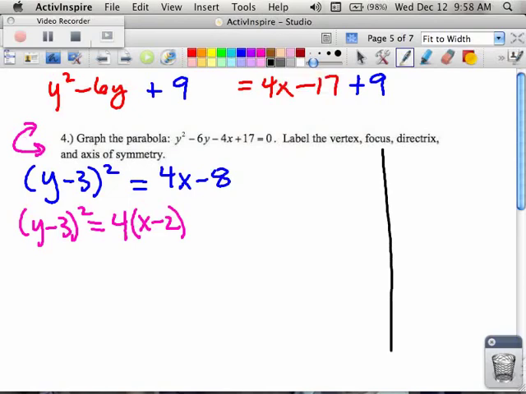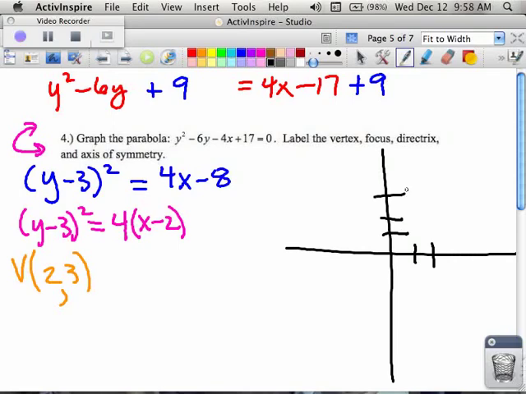I draw my coordinate axes, and I have to find my vertex first. So I find my vertex by looking at what makes my parentheses 0. What makes the x parentheses 0 is a 2. What makes the y parentheses 0 is a 3. That means that my vertex is at 2, 3. And I know that I'm opening to the right.